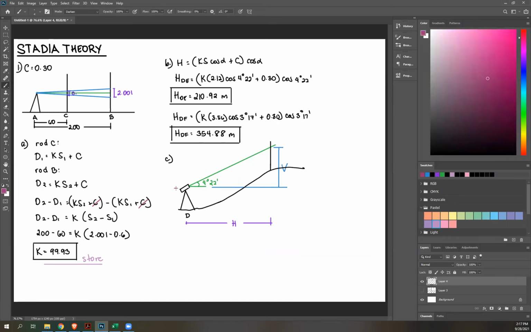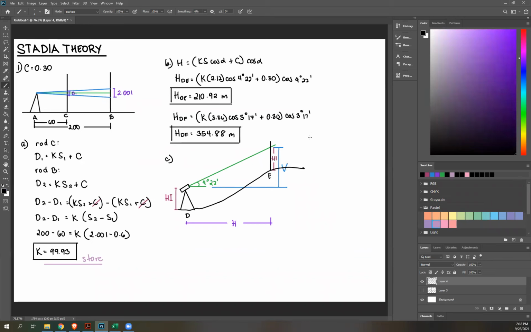And then, if this is height of the instrument, since we're not given any height of the instrument, we can assume that this and this are the same. So this is also height of the instrument. Okay? So from this, the difference in elevation between D and E is this, right? But since HI is the same here and here, this difference in elevation is actually also equal to this V.